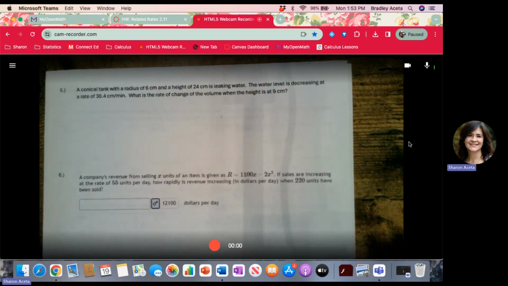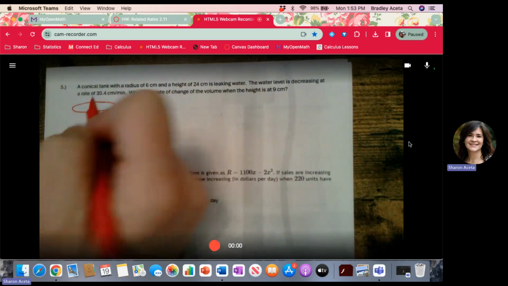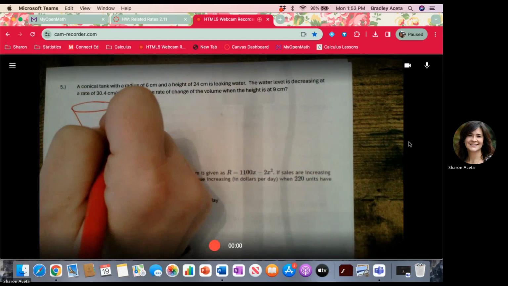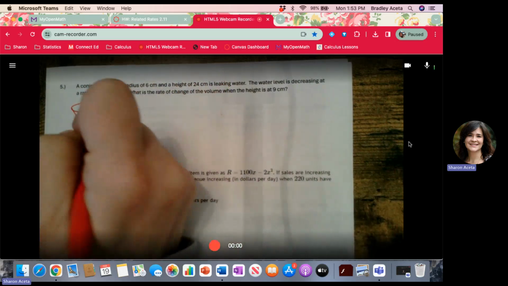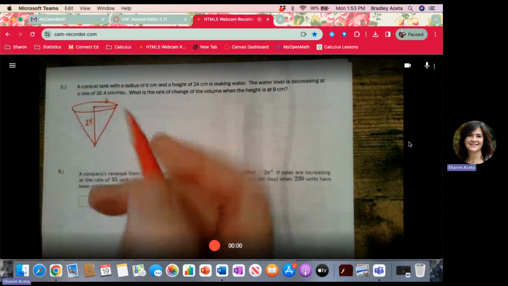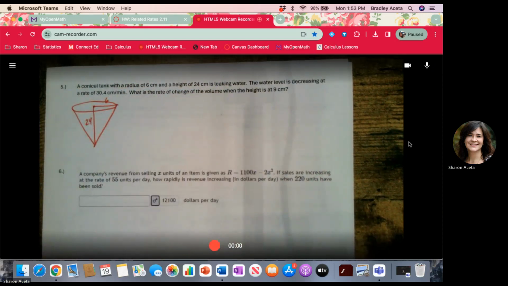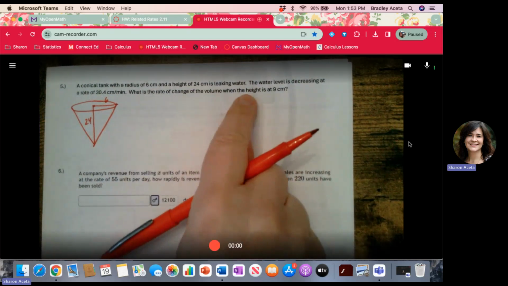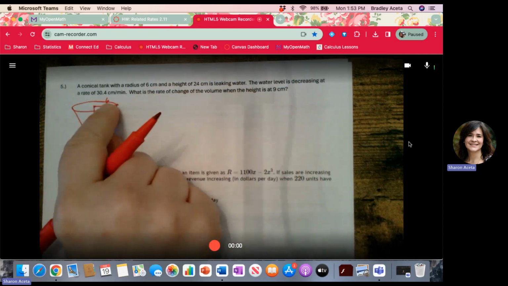A conical tank with a radius of 6 centimeters and a height of 24 centimeters is leaking water. The water level is decreasing at a rate of 30.4. What is the rate of change of volume when the height is at 9? Okay, so again, you have this cone. I'll make it different this time. And we were actually told that the radius is 6 and the height is 24. Now again, you're not going to use those numbers. You are going to convert R's to H's or H's to R's depending on what they want. Since they want us to talk about height here, I'm going to convert my radius to height.